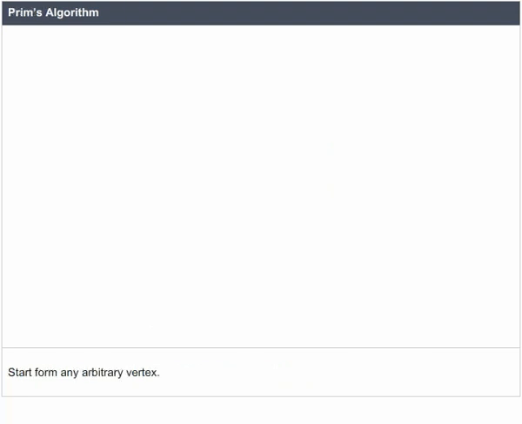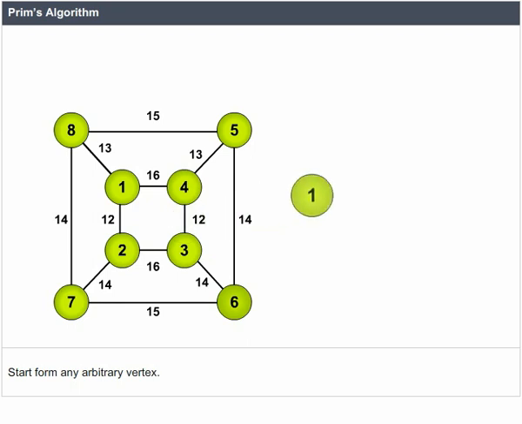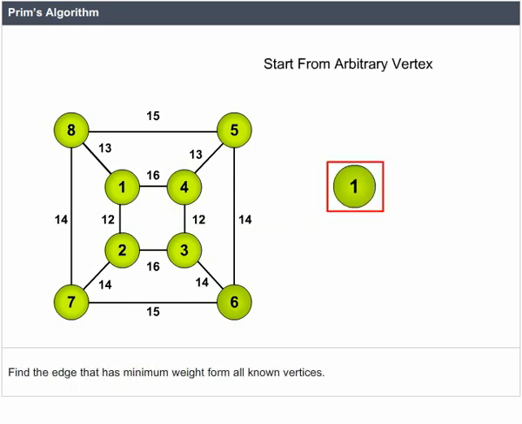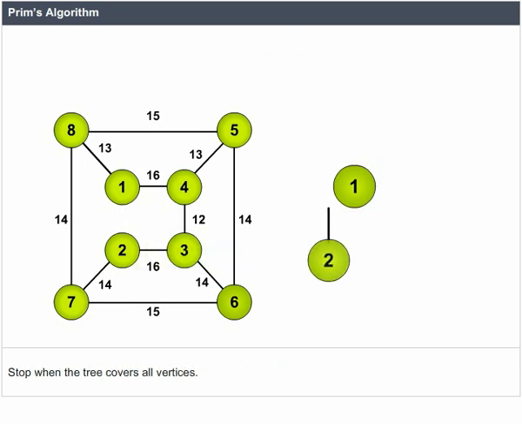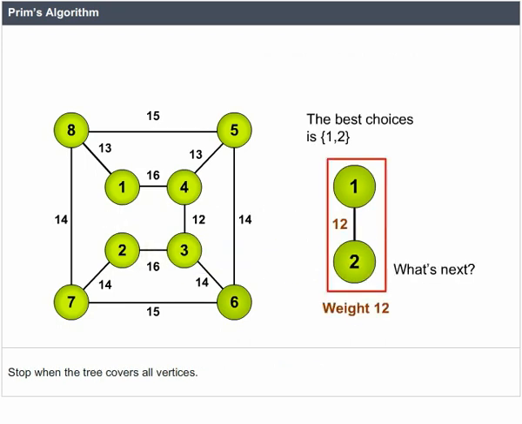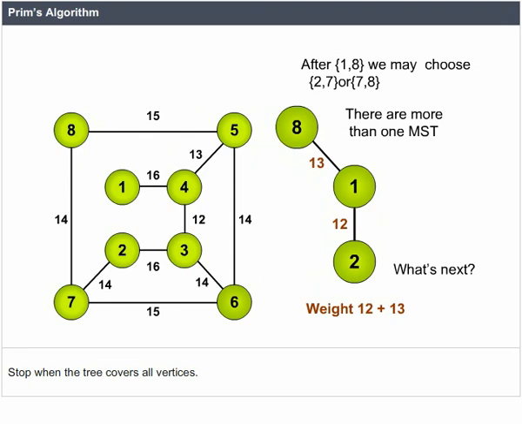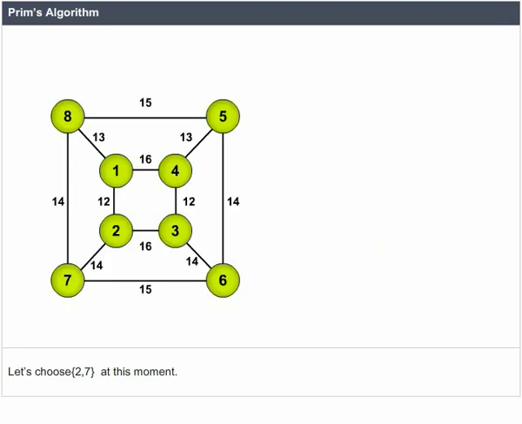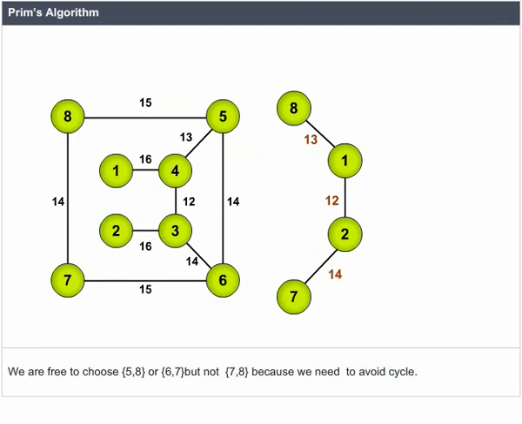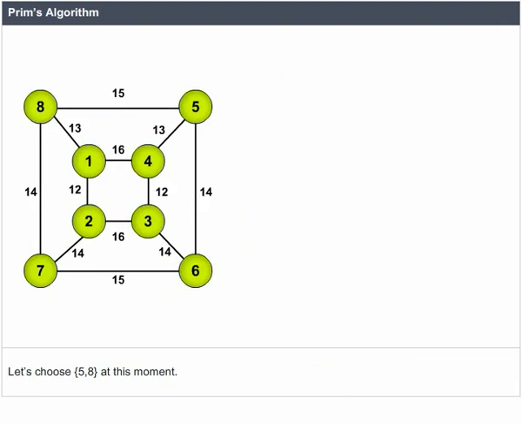Prim's: start from any arbitrary vertex. Find the edge that has minimum weight from all known vertices. Stop when the tree covers all vertices. Let's choose (2, 7) at this moment. We are free to choose (5, 8) or (6, 7), but not (7, 8) because we need to avoid a cycle. Let's choose (5, 8) at this moment.